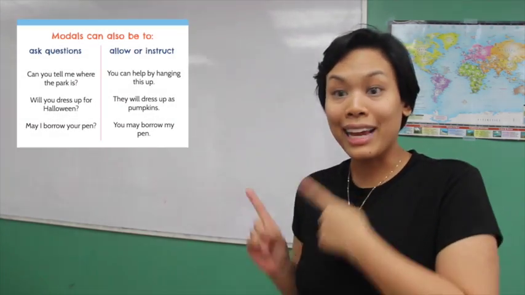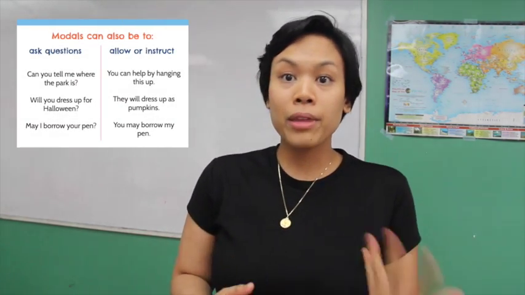Flash this slide, and you give them the examples. For example, to ask a question, I could use the word can by saying, can you tell me where the park is? But that's very different from using the word can to give permission or to allow or to instruct by saying, you can help by hanging this up, or I can tell you where the park is, right? We use the word can but in different ways.